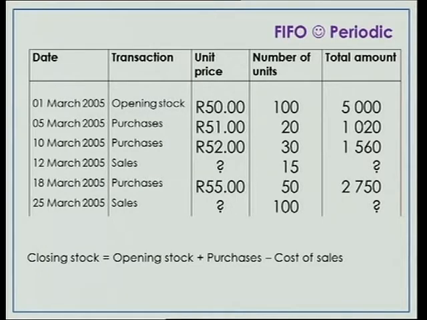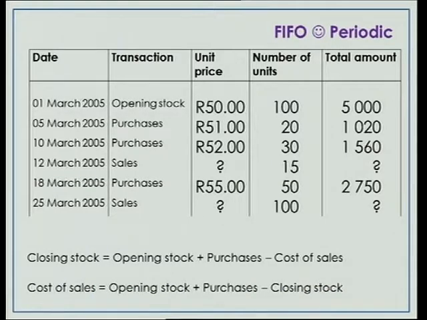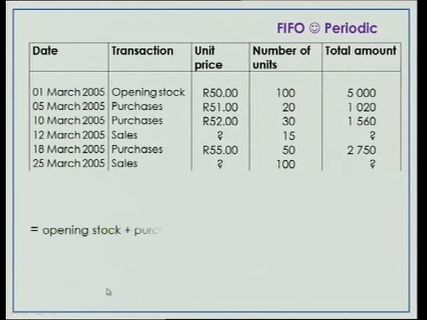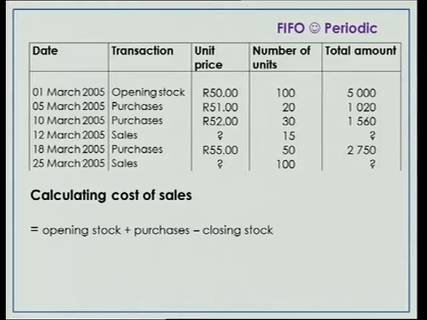Okay, so closing stock equals opening stock plus purchases minus cost of sales. So we can just as well say that cost of sales equals opening stock plus purchases minus closing stock. Now let's see which of this information we have. Okay, so that's what we're going to use to calculate cost of sales.